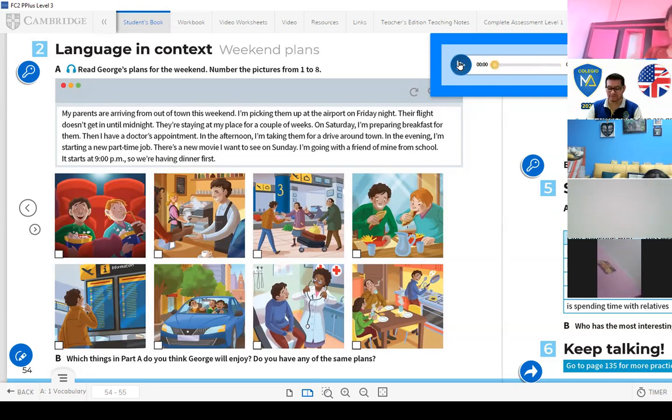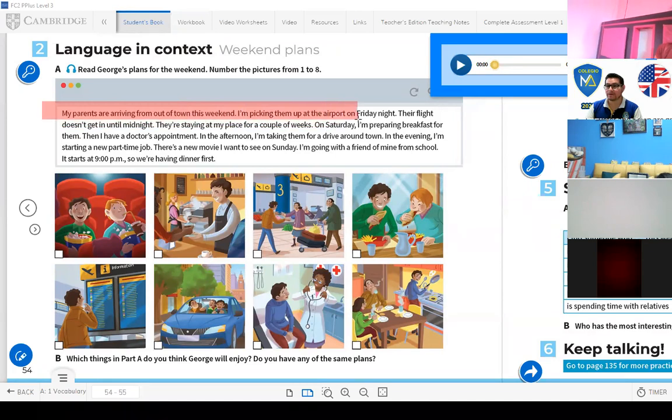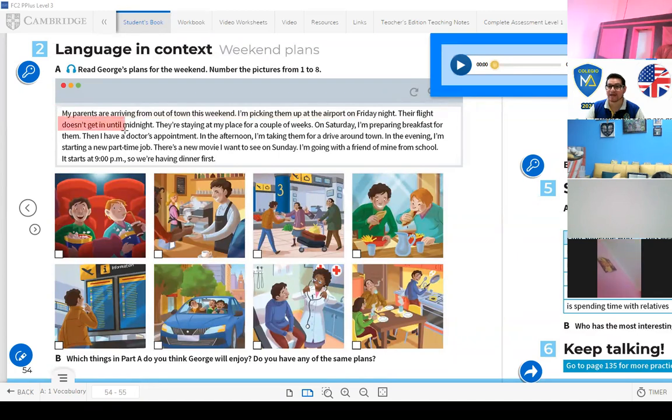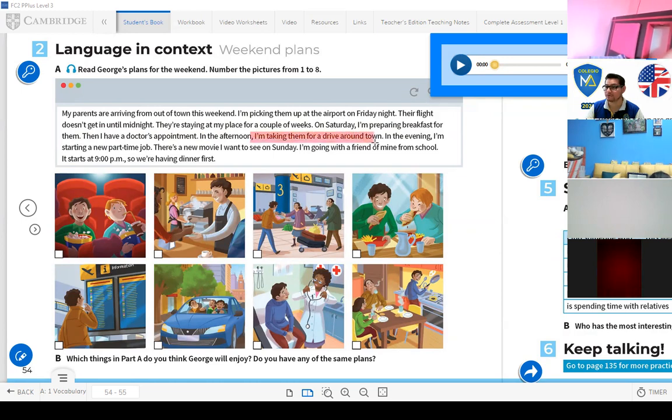Okay, now we have some interesting things right here. For example, it starts on this part, no? My parents are arriving from out of town this weekend. I'm picking them up to the airport on Friday night. The flight doesn't get in until midnight. They are staying at my place for a couple of weeks. On Saturday, I'm preparing breakfast for them. Then I have a doctor's appointment. In the afternoon, I'm taking them for a drive around town.